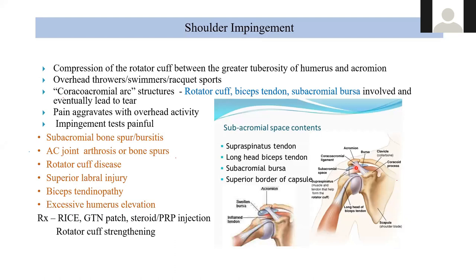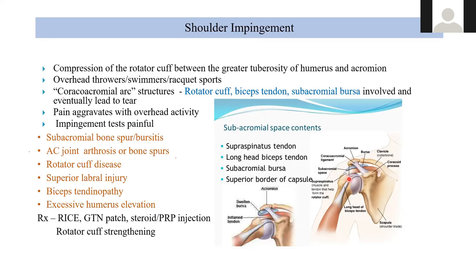Usually, the pain aggravates with overhead activity, and impingement tests like the Neer and Hawkins tests will be positive, with a painful arc from 70 to 120 degrees of abduction. The conditions associated with this shoulder impingement are subacromial bone spur or bursitis, AC joint arthrosis, rotator cuff disease, superior labral injuries, and biceps tendinopathy. Excessive humeral head elevation, all these things compromise the subacromial space and will eventually lead to shoulder impingement.